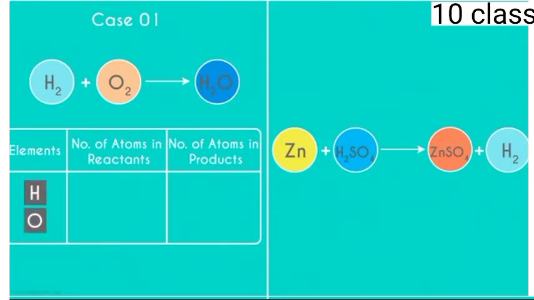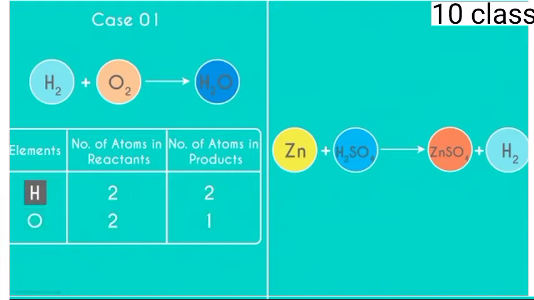Now for each of these elements, we need to find the number of atoms on the reactant side. The number of atoms of hydrogen is 2 and the number of atoms of oxygen is also 2. Now we move to the right-hand side, which has the product. How many atoms of hydrogen exist in the product? 2, that's right. And how many atoms of oxygen? Just 1.